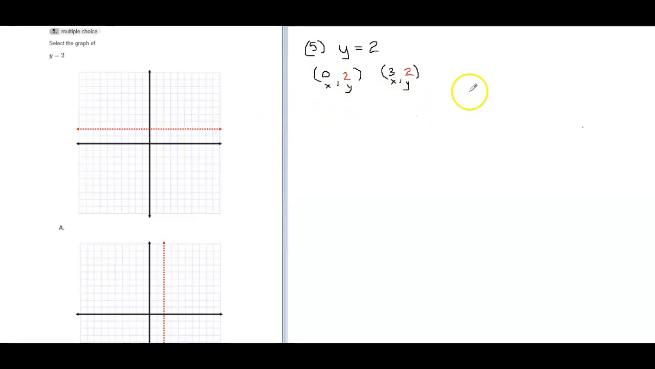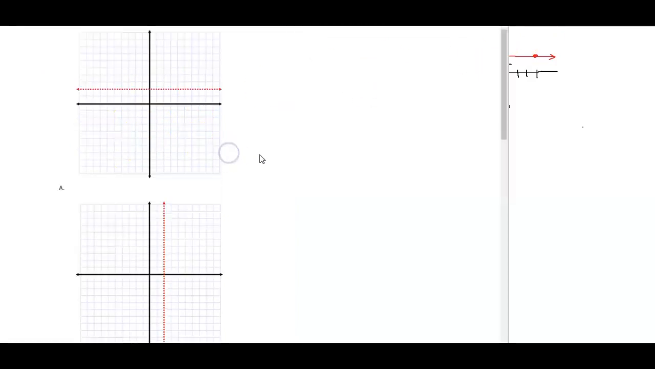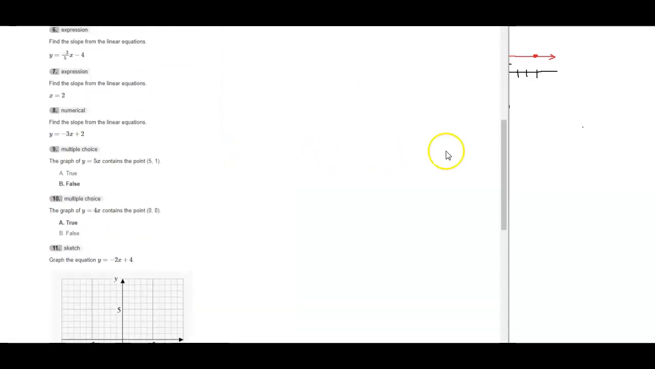And when you graph this, here's the X-axis, here's the Y-axis. 0, 2 will be up here, 1, 2, so I'm going to change the color. This will be right there. That's 0, 2. And the point 3, 2, it means start in the middle, go 3 to the right, and then 2 up. So I'm going to be right there. And when you connect those 2 points with a line, you can see it's going to be a horizontal line. That's why it's choice letter A. Okay? Good. Let's go to the next question, question number 6.